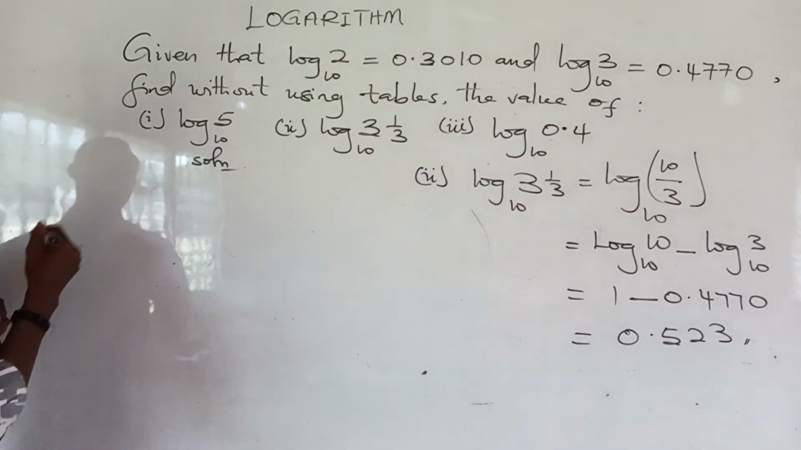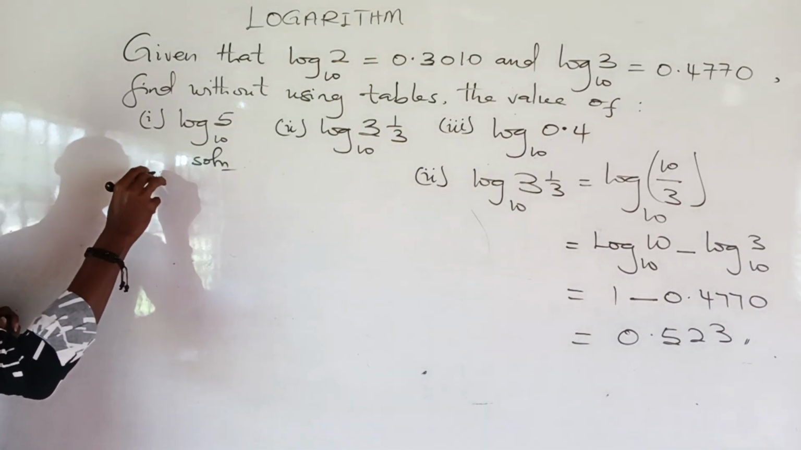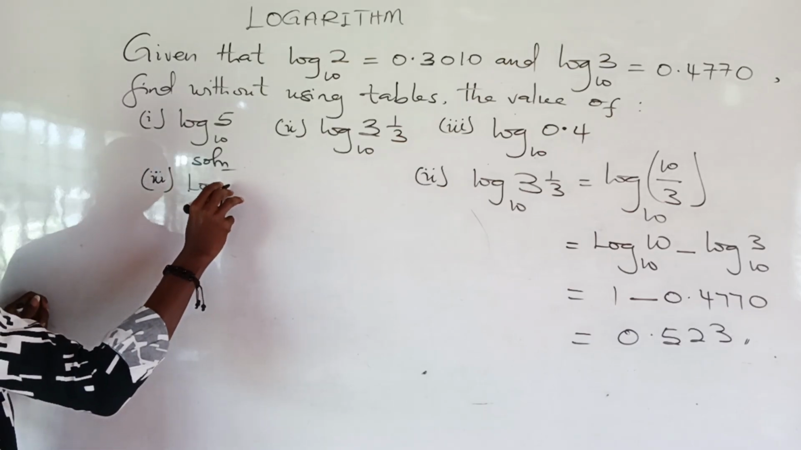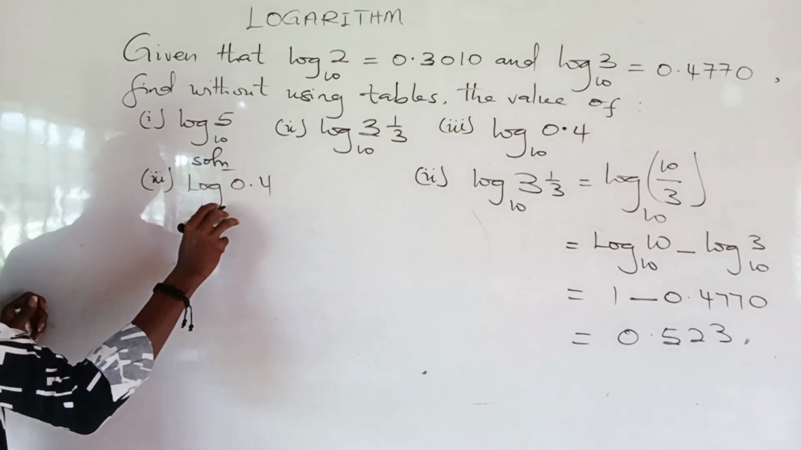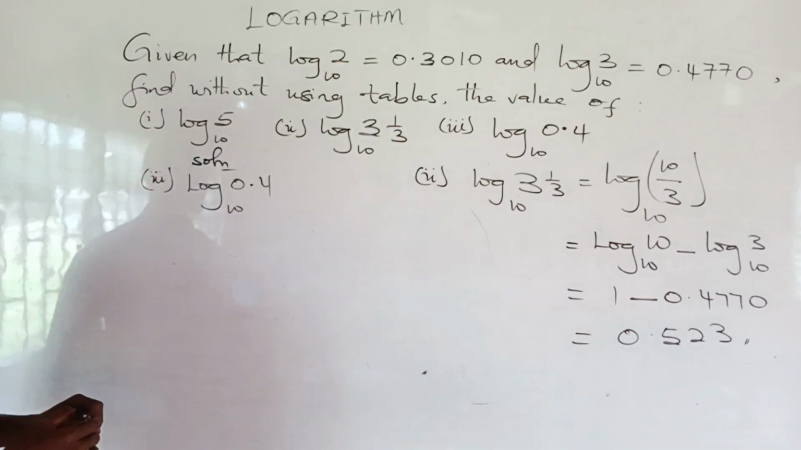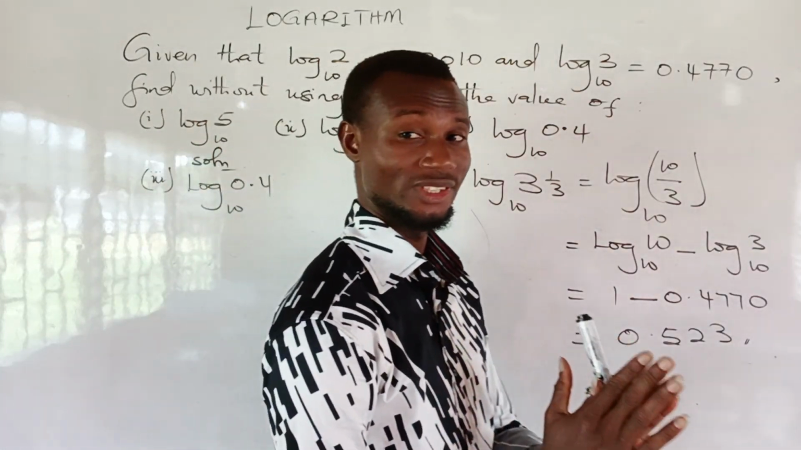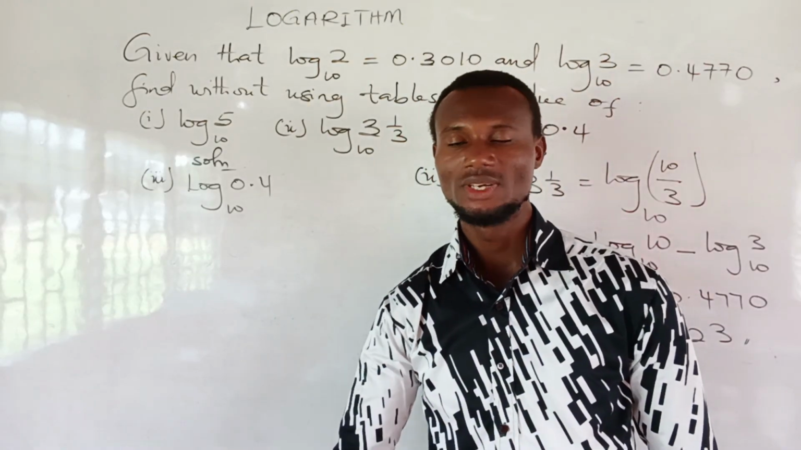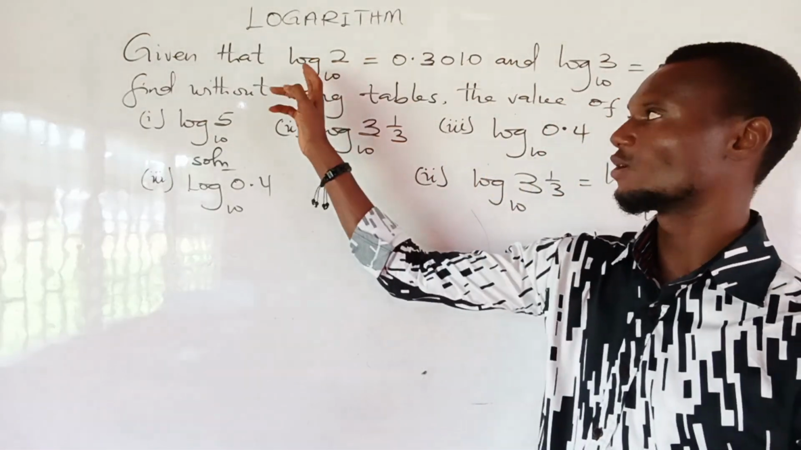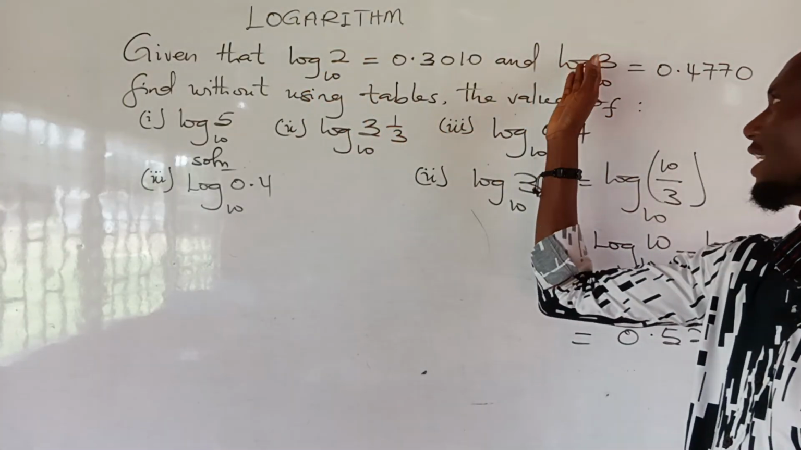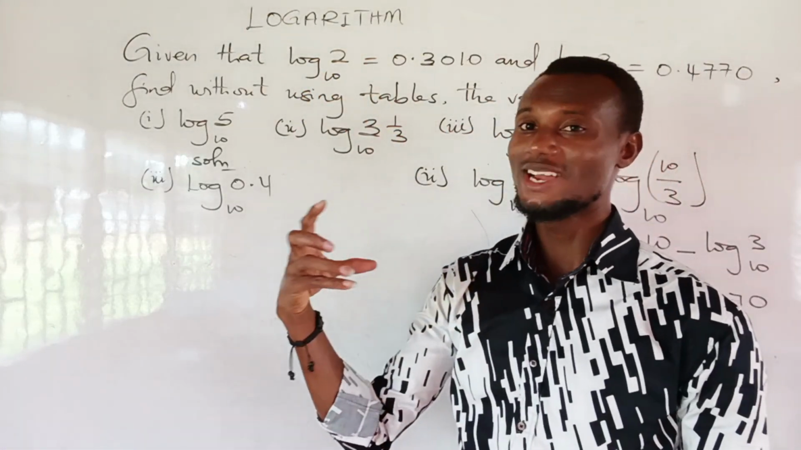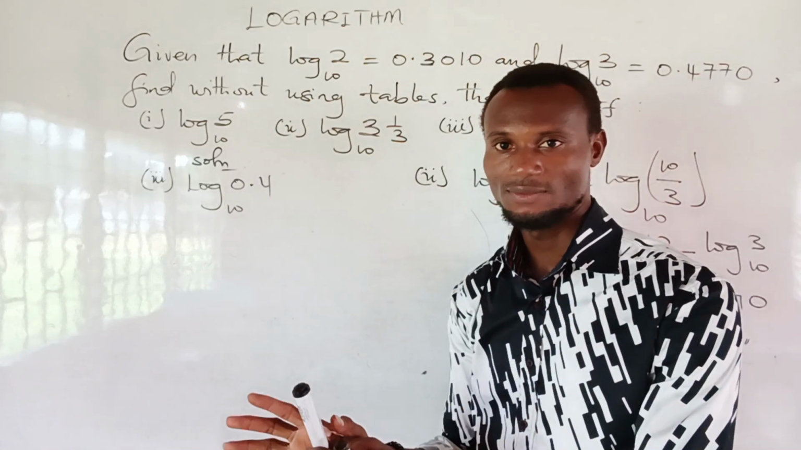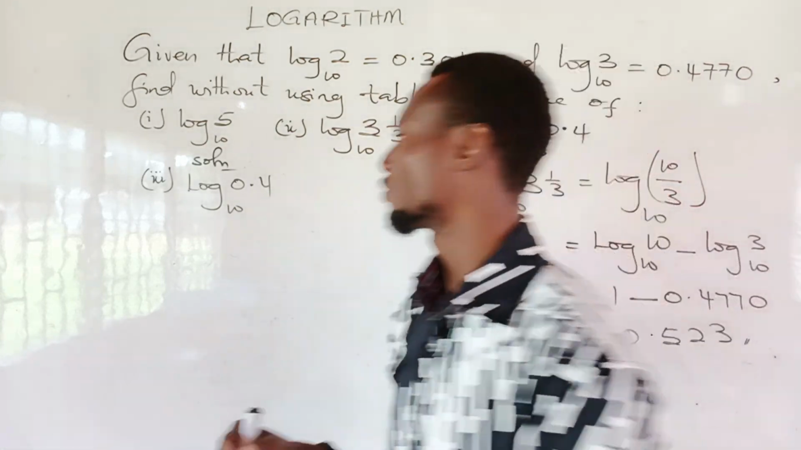So the III, I have the log of 0.4 to the base 10. So we have to simplify it. So now the same process, the 0.4, we need to write it in a form that it will either contain the log 2 to the base 10 or the log 3 to the base 10. So the first thing is to change the 0.4 into fraction so that we'll know what to do from there. So let's do exactly that.